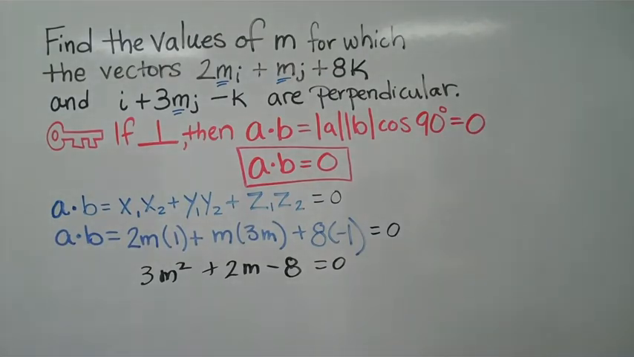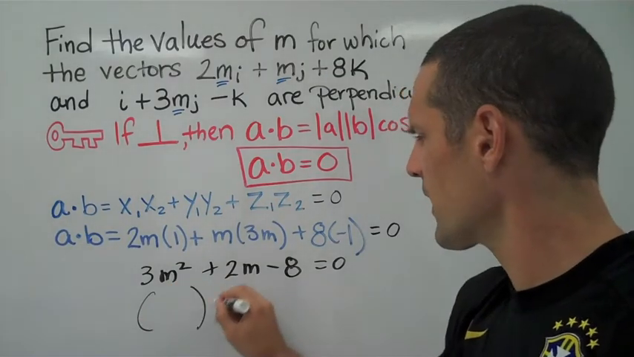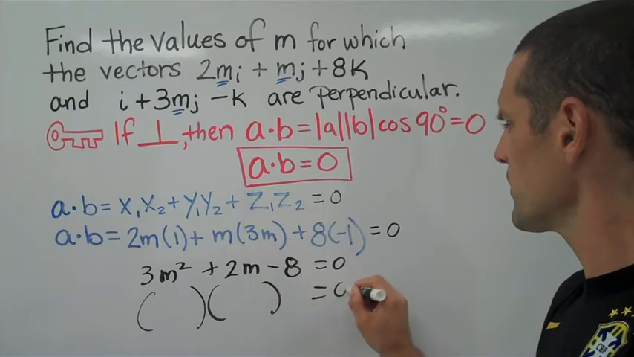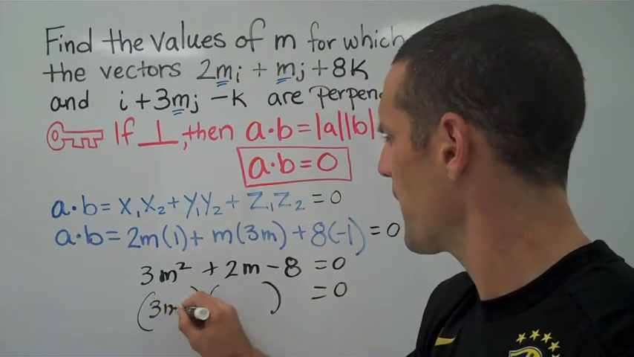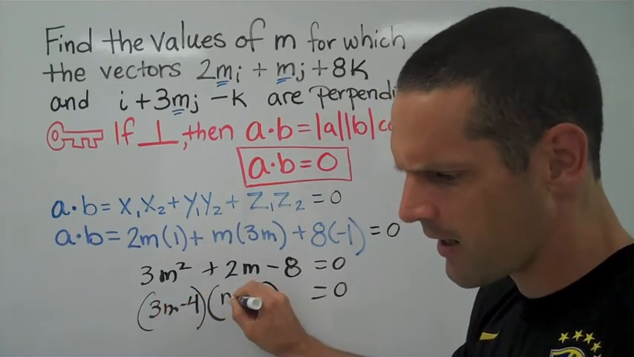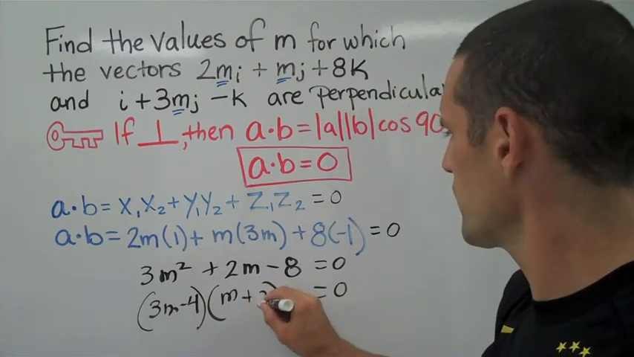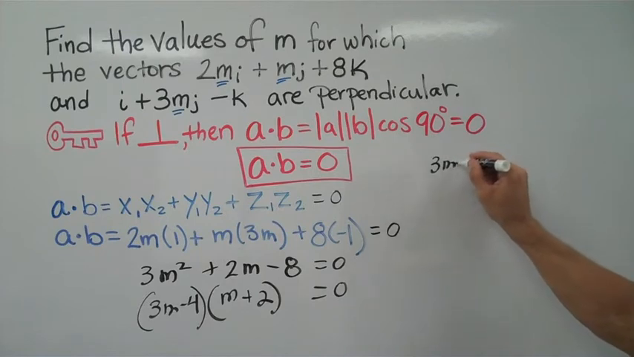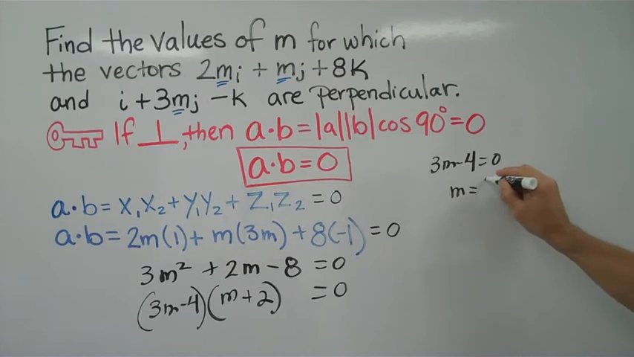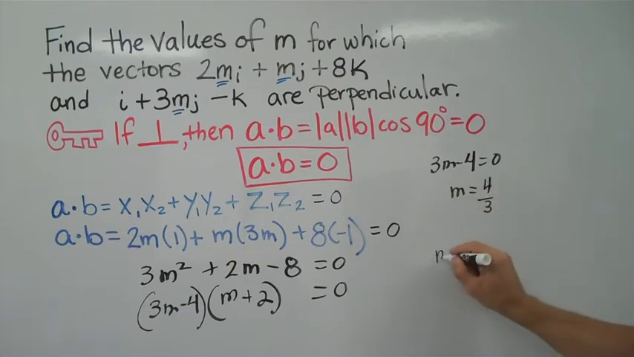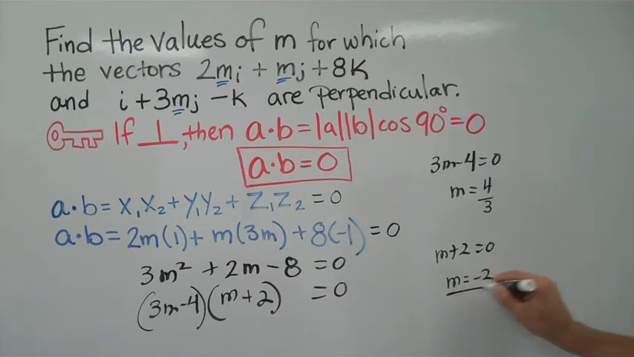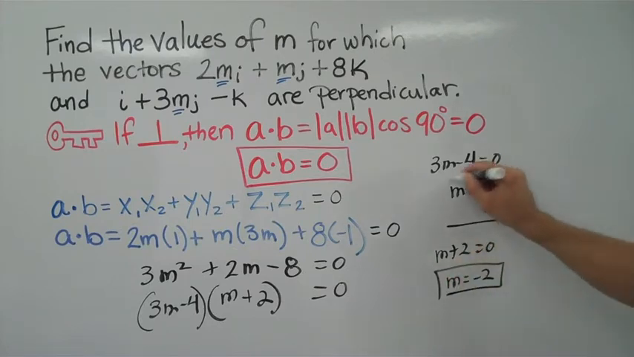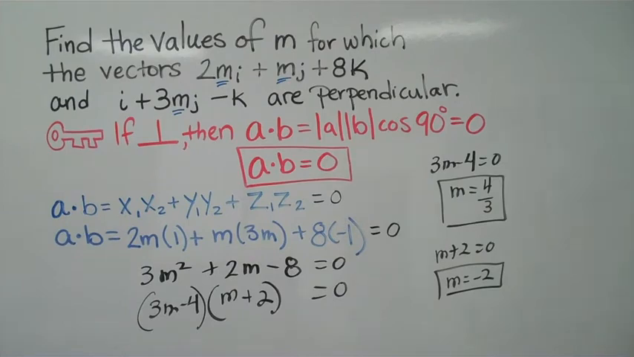And we're back with the basic algebra problem. I can factor this equal to 0 with 3m minus 4 and m plus 2. So I know my answers are, I set both of those equal to 0. If I have 3m minus 4 equals 0, then m is going to equal, add the 4, divide by 3, 4 over 3. And if I have m plus 2 equals 0, I'm going to subtract 2 from both sides and get m is equal to negative 2. Here are the possible values for m.